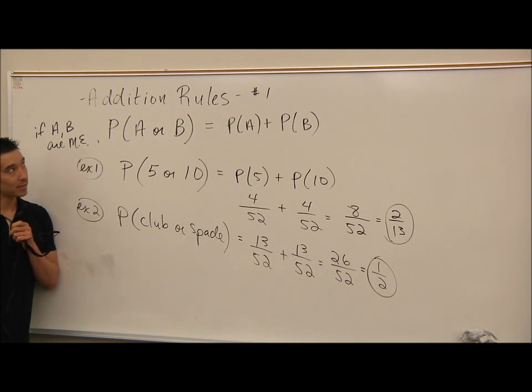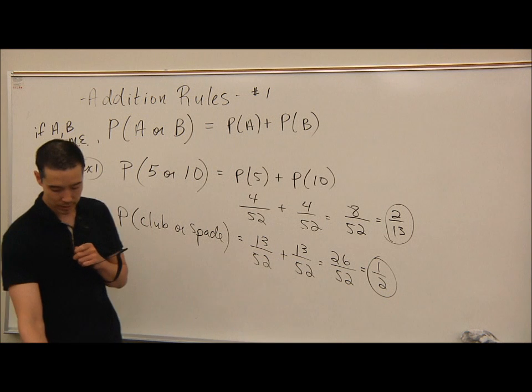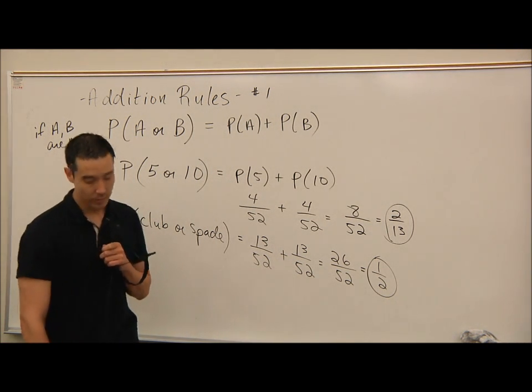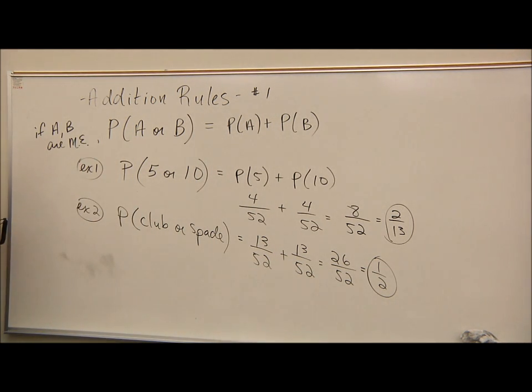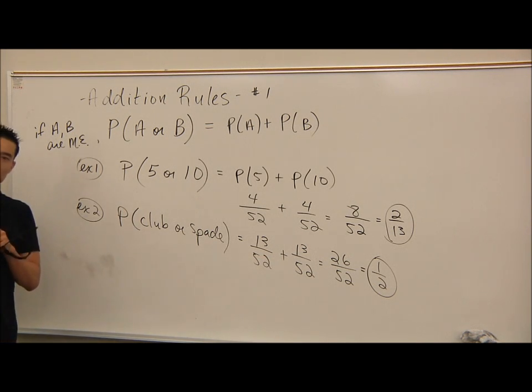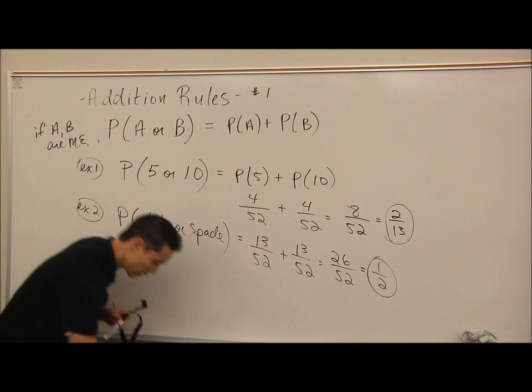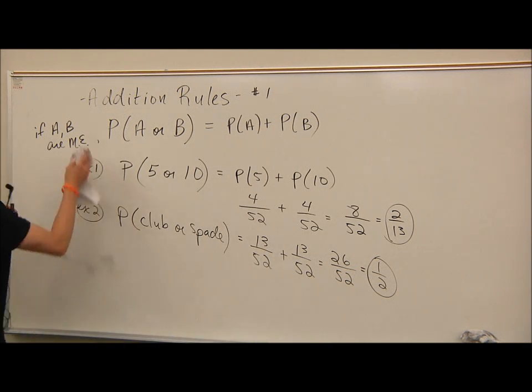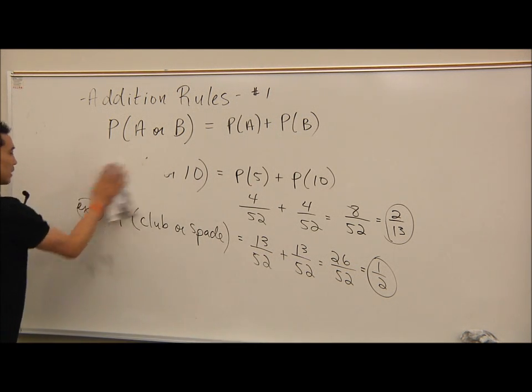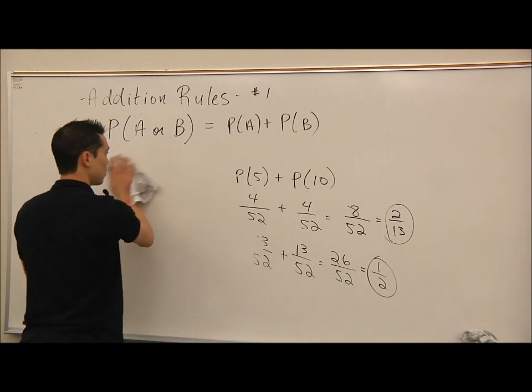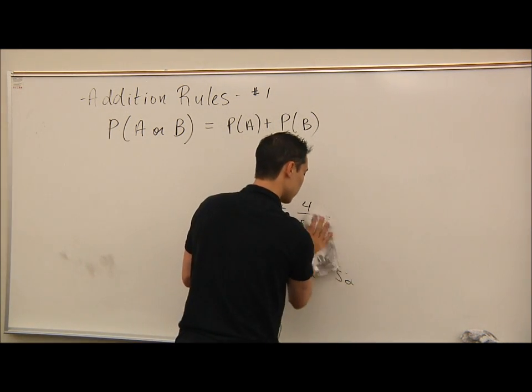That's it. That is the end of addition rule number 1. And that is the rule that we use for mutually exclusive events. Okay, so a great question that might arise is, what if they are not mutually exclusive? What do we do? If they are not, you use addition rule number 2, which looks like this.